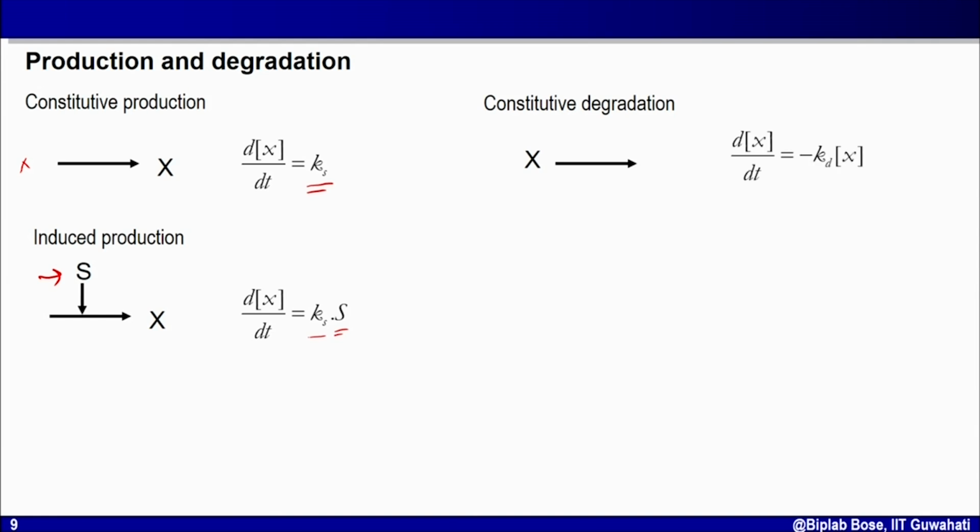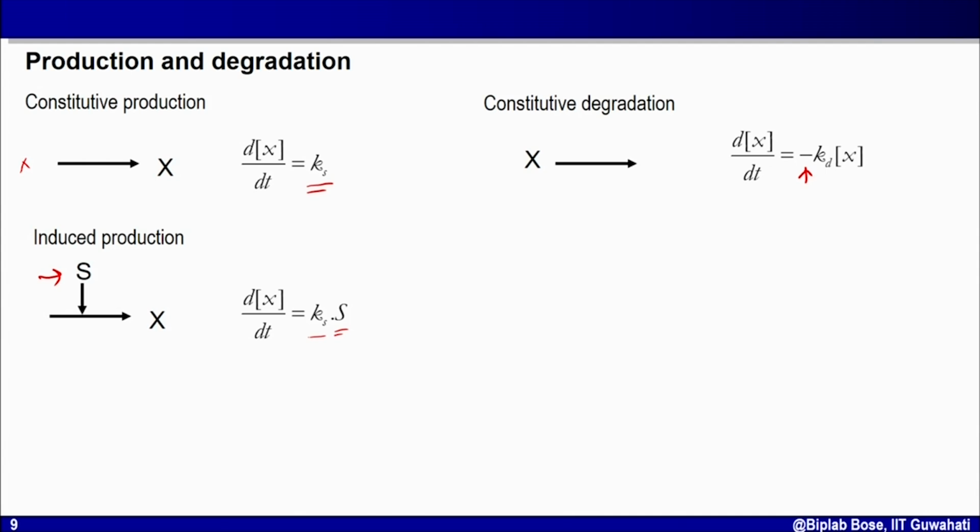And the simplest ODE I can think of using the law of mass action is a first order ODE, where dx dt will be equal to minus Kd into X. Kd is the rate constant for degradation, X is the concentration of the molecule present at time, and the minus sign I have given because by this degradation the concentration of X is decreasing. So that's why you have the minus sign here. That you have to be very particular about.